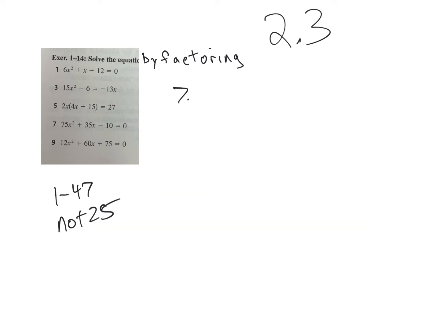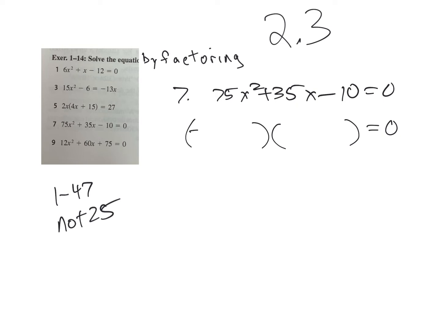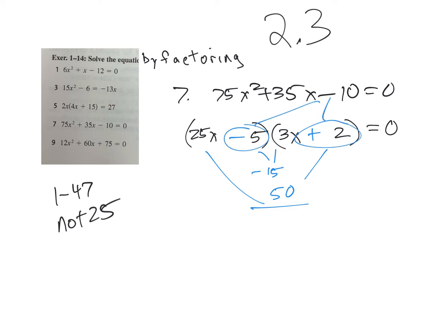And this would be number 7. 75x squared plus 35x minus 10. They're trying to scare you with this one. So let's just use 3 and 25. So let's do 25 and 3. And let's use 5 and 2. So on the inside I get 15. The outside I get 50. And that will give me 35. So if we subtract 15 from a positive 50. So I totally got lucky on that. So the 50 has to be positive, and the 15 has to be negative. And again, I'm always checking that. Don't forget that.